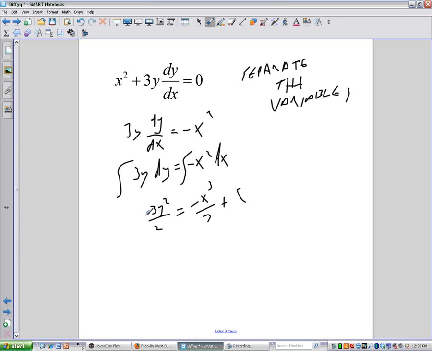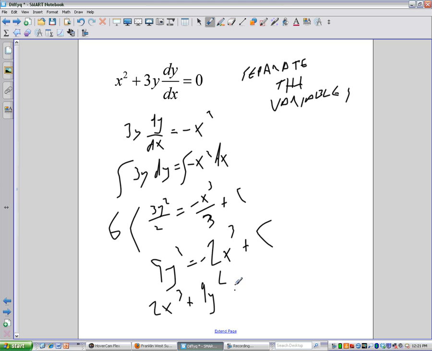So then the last thing I probably would do is try to clear out the fractions. So I might multiply through by 6, which will get rid of the 2's and the 3's. I'm just going to show you what I'm doing. 6 times 3 is 18, 18 over 2 is 9, so I got 9y squared. Multiply through by 6 here: 6 over 3 is 2, so equals negative 2x cubed plus c, and we might even rewrite this as 2x cubed plus 9y squared equals c.